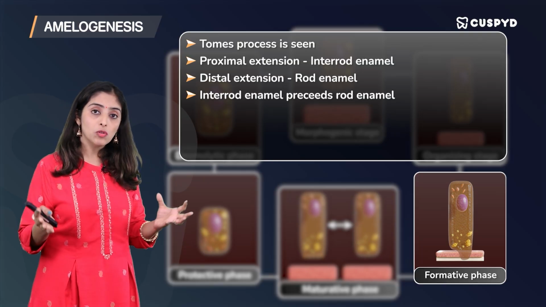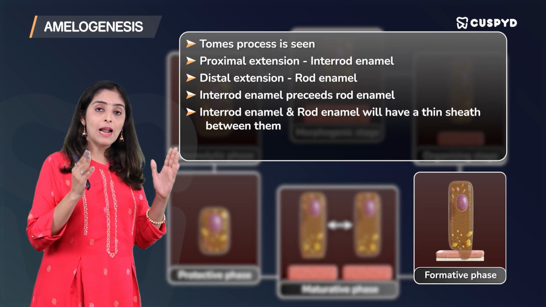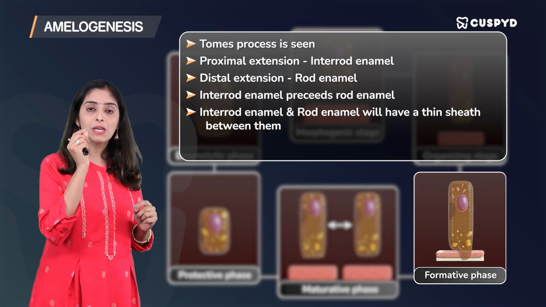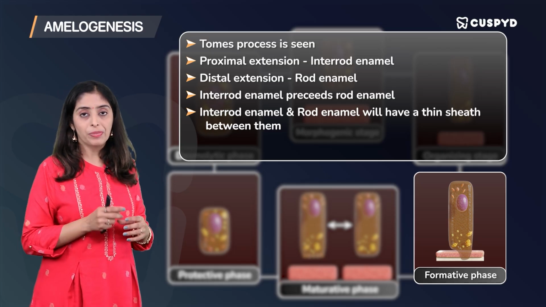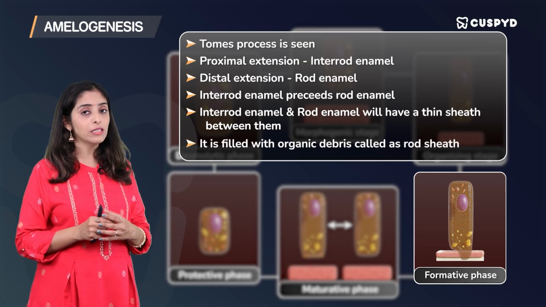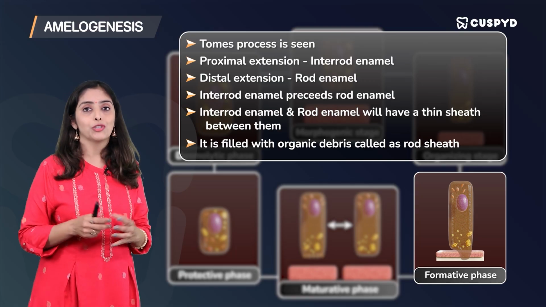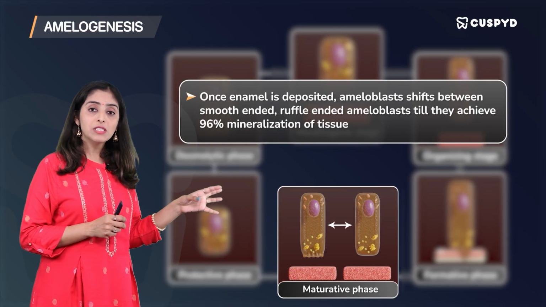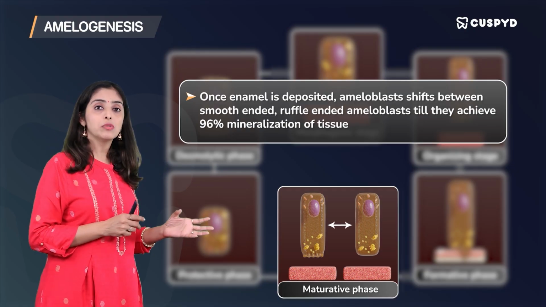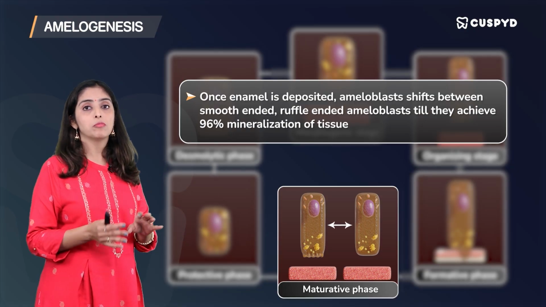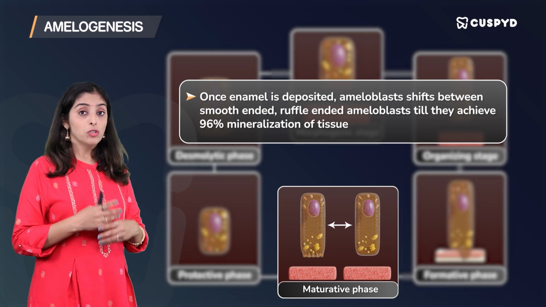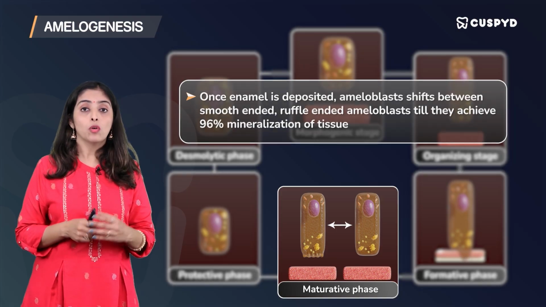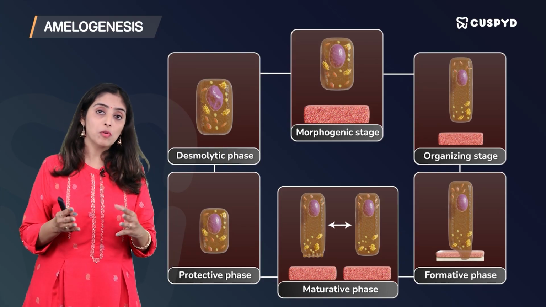As the enamel crystal grows, the interrod enamel and the rod enamel will have a thin space between them because the Tomes process ceases to exist. So, it gets squeezed out, and this small space gets filled up with organic debris, which we call the rod sheath. Once the enamel has been deposited, the ameloblast shift between the smooth-ended and the ruffle-ended ameloblast till they can achieve a 96% mineralized tissue. So, that is what is amelogenesis. With this, we come to the end of a very important topic of amelogenesis.